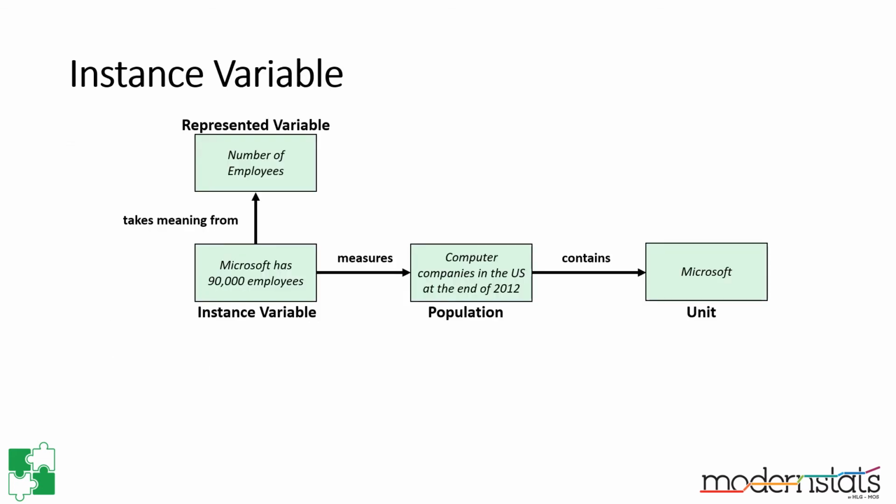And if I put in the instance variable, this is just an example. The represented variable is number of employees. And the instance variable is that Microsoft has 90,000 employees. So it measures the population, and a population contains a unit, Microsoft.